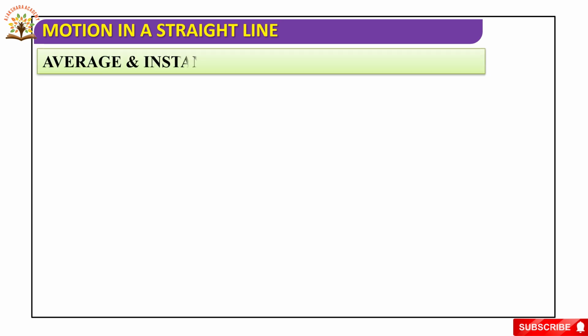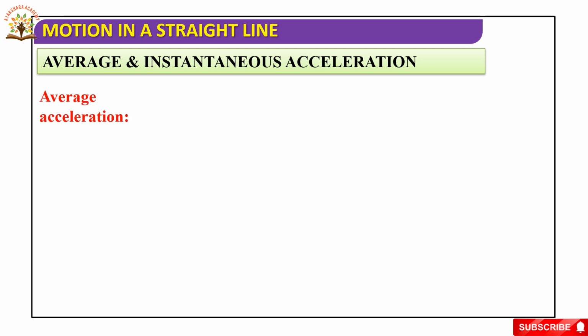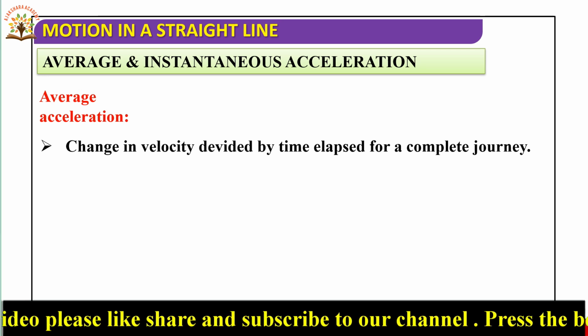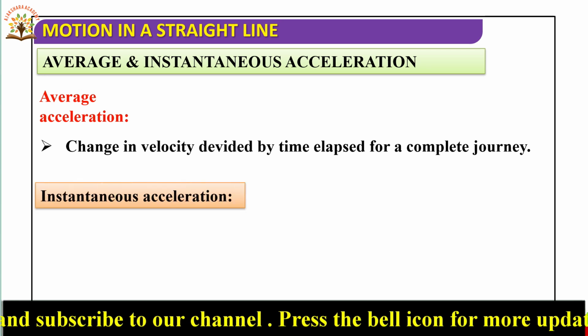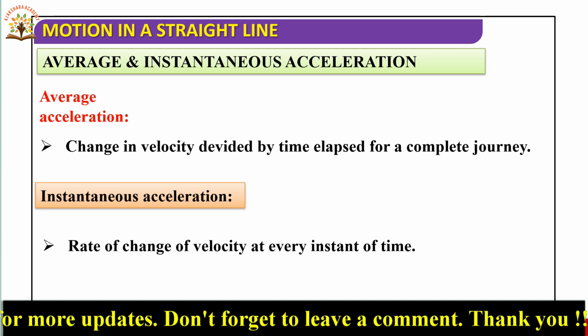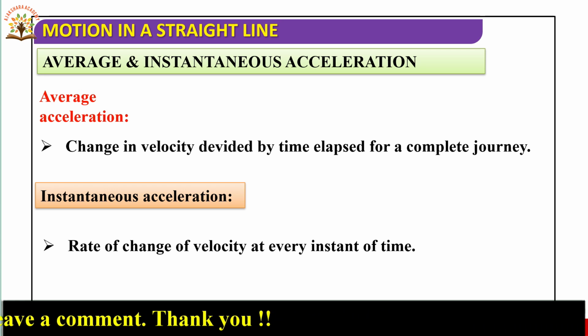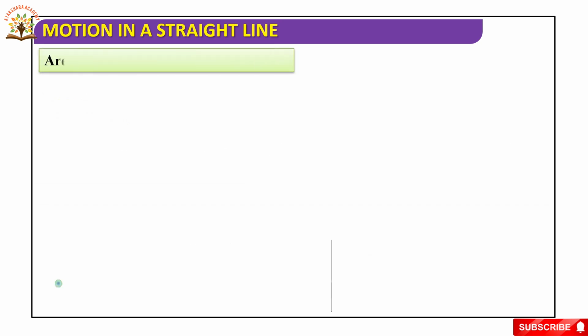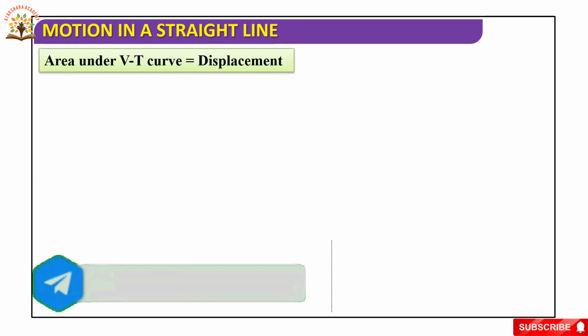Next, now we will discuss average and instantaneous acceleration. Average acceleration is the change in velocity divided by the time elapsed for a complete journey, or the total change in velocity by time taken. Instantaneous acceleration is the rate of change of velocity at every instant of time. Next, area under the v-t curve.